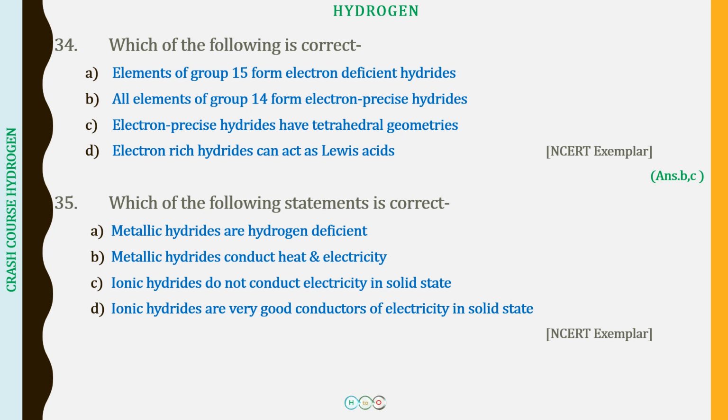The next we have: ionic hydrides, they do not conduct electricity in the solid state, so they are not going to ionize, so hence they will not be conducting electricity in the solid state. This is also going to be correct.